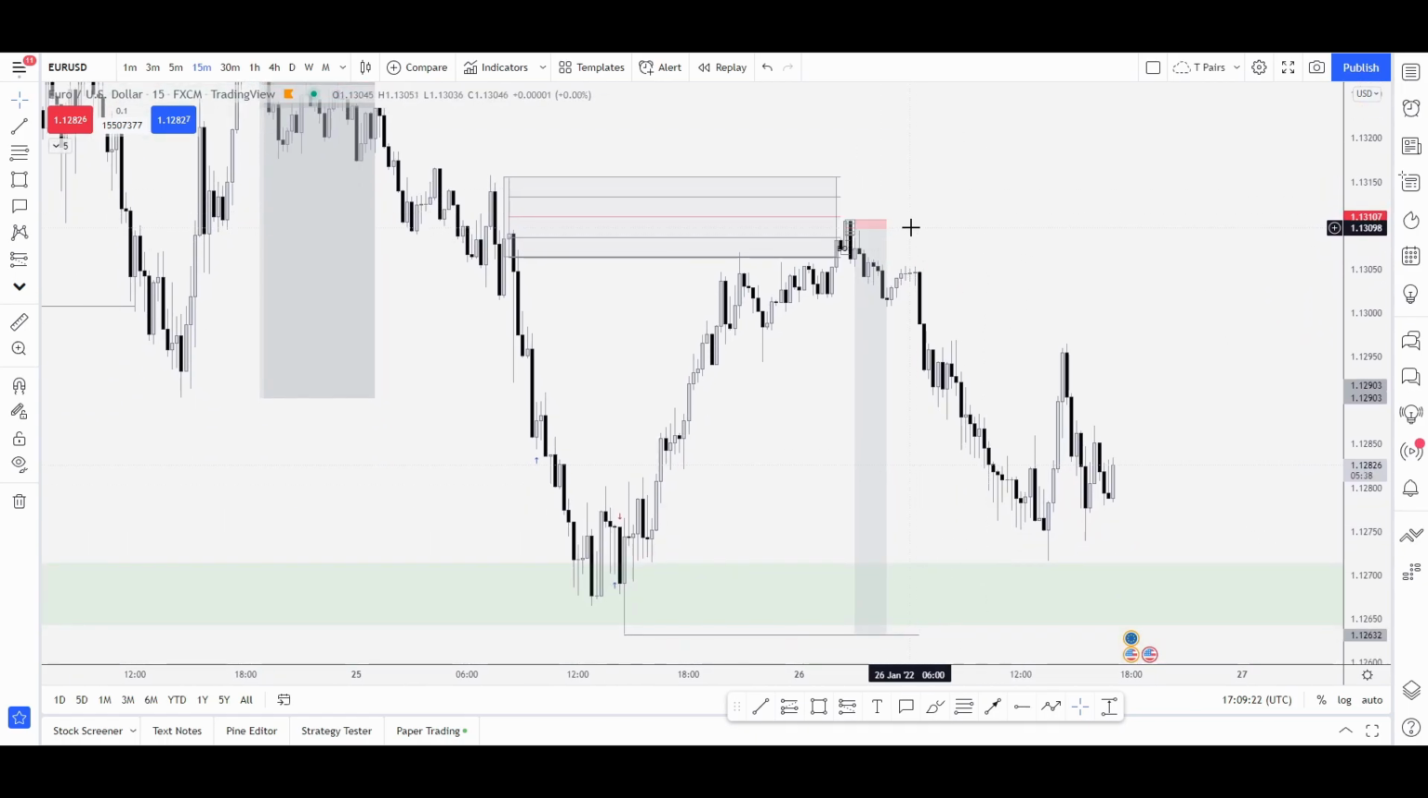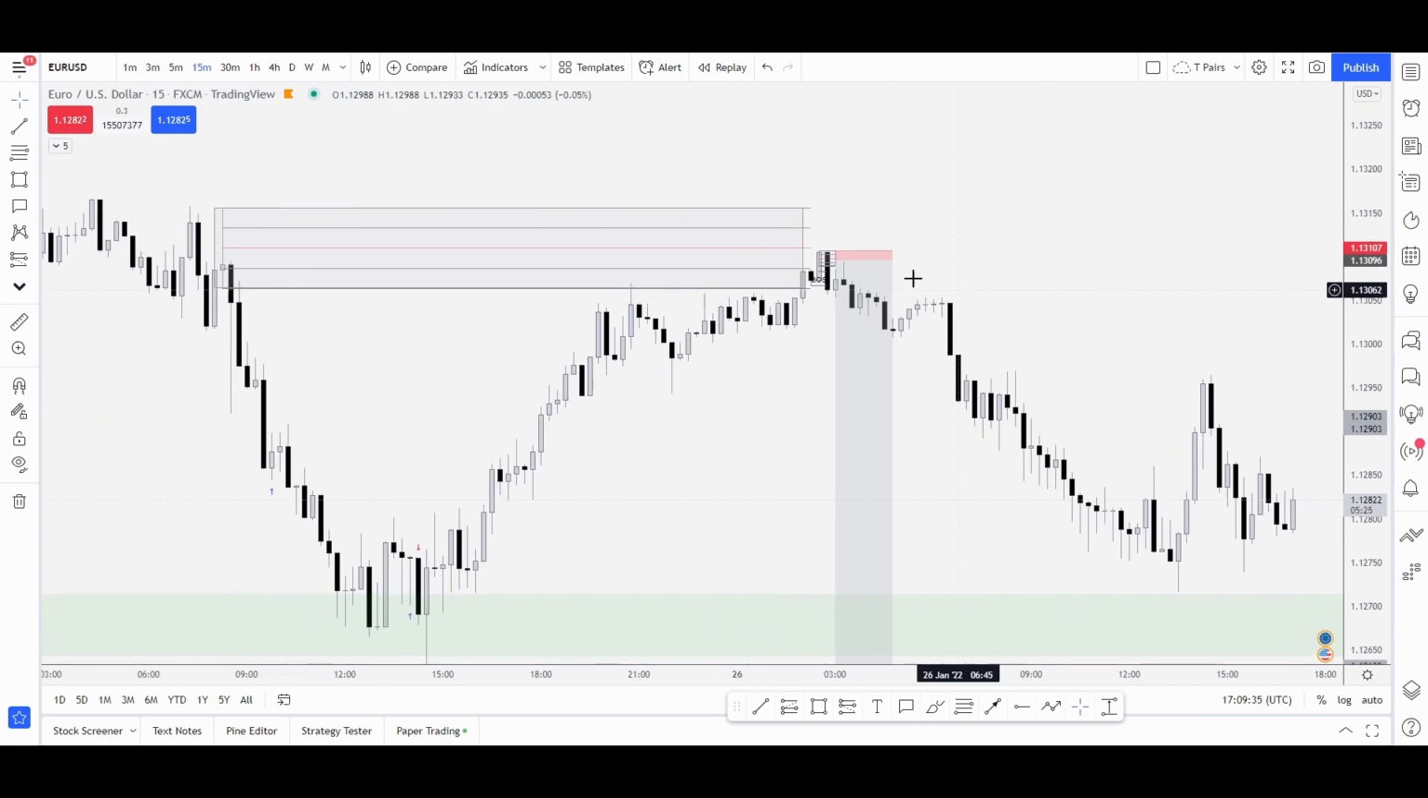But yeah, maybe I was concentrating a little bit too much on updating Discord and just trying to explain to people why I was looking to take this trade. If they saw it at like 3 in the morning, they could have jumped in and joined the trade as well. But annoyingly, I put my pending order in just the wrong place. It was literally a pipette out, and it cost me.